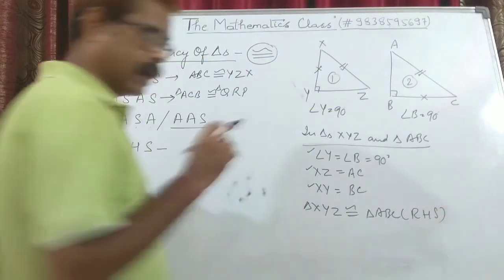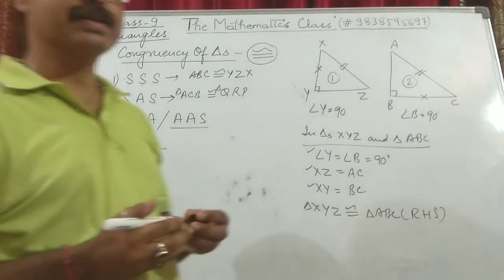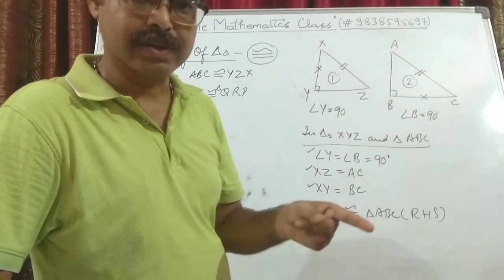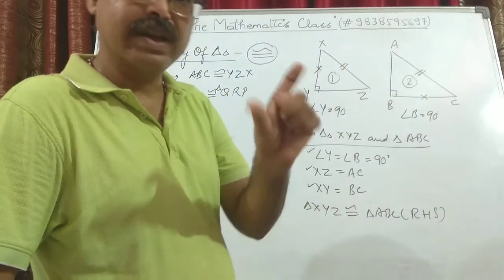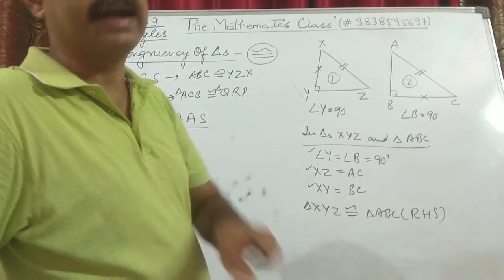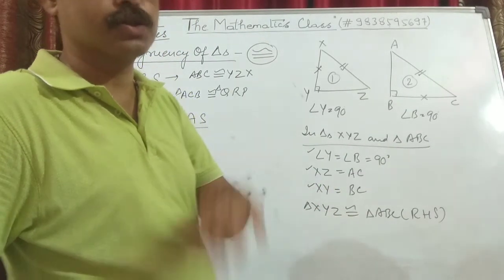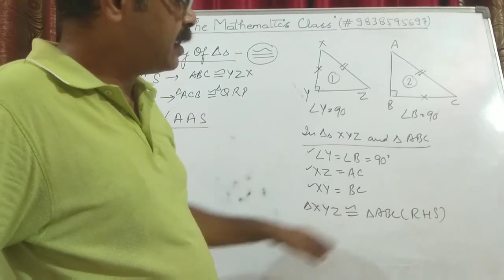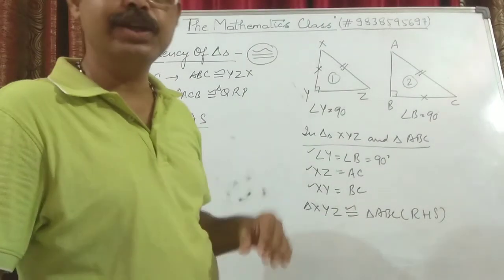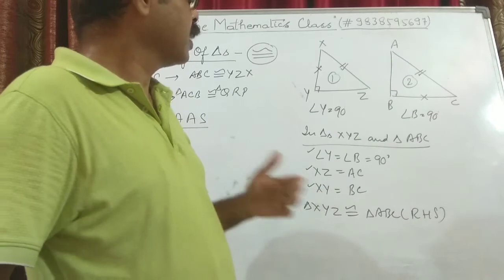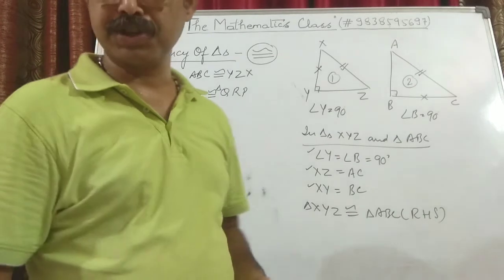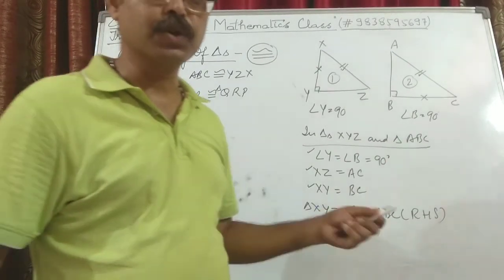What is RHS? Right angle hypotenuse side. It is applicable in right angled triangles: when in two right angled triangles the 90 degree angles are equal, the hypotenuses are equal, and any one side other than the hypotenuse is also equal, then we apply the RHS congruency rule to prove that these two triangles are congruent. Now we will see what is next, and we will try to do questions based on this. So let's move on to the next.